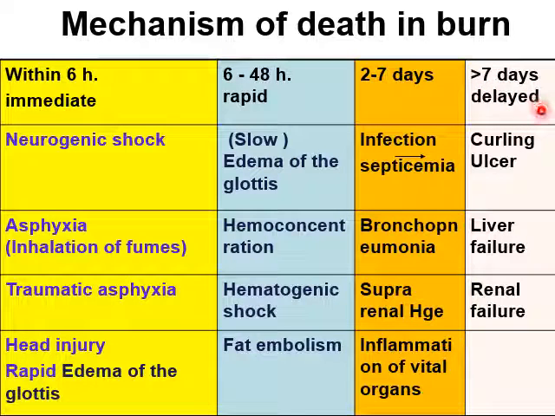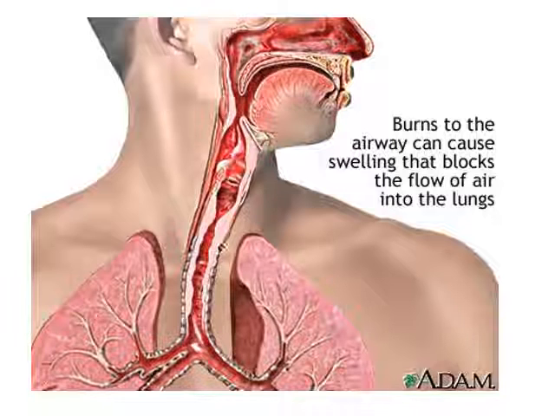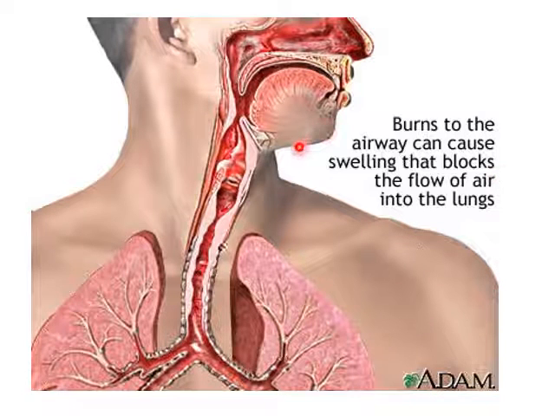More than 7 days, which is the delayed mechanism of death, may be due to liver failure. So here the failure starts, and here it is complete liver failure and or renal failure, or this person may have a curling ulcer, and I will show you the curling ulcer and the suprarenal hemorrhage in the next slides, and also the edema of the glottis, which I mentioned in the immediate and rapid.